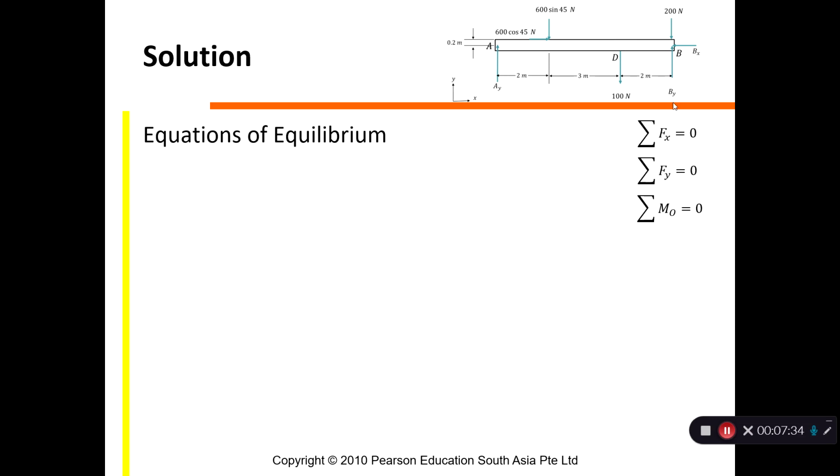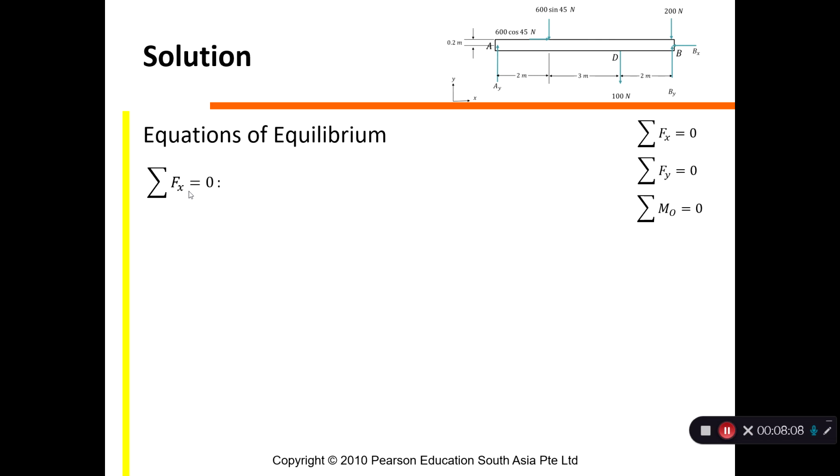So look at how many forces we have in the Y direction. We have AY, we have this 100, we have 200, and we have BY. So we have two unknowns in the Fy equals 0 equation. Okay, so not very simple. You can't solve two unknowns using one equation. Let's go to Fx. In Fx, we only have 600 cos 45 and Bx. So one unknown, one equation.